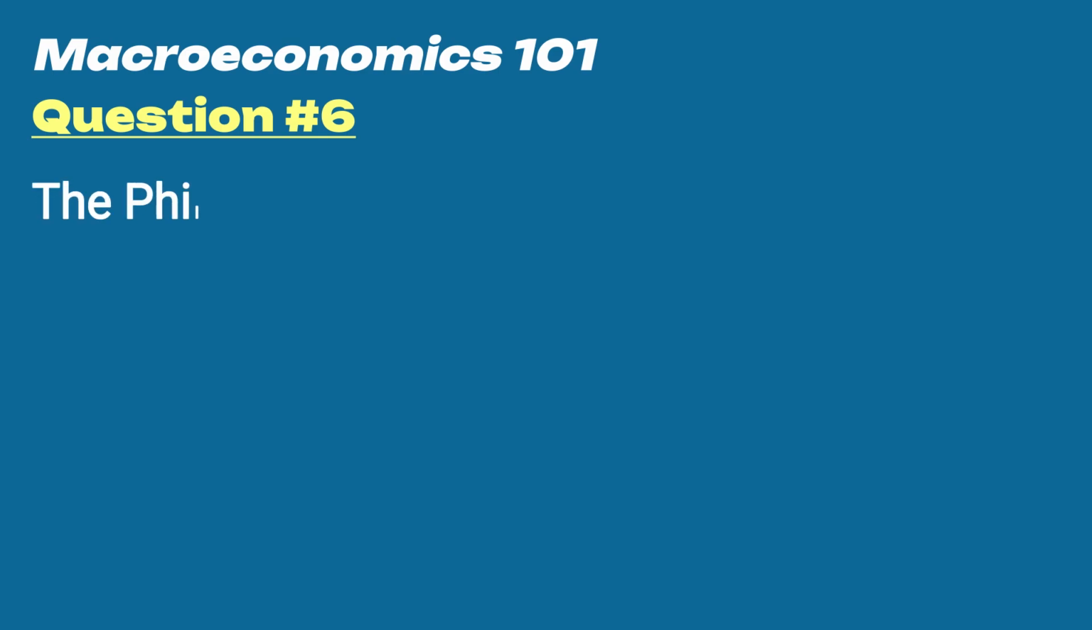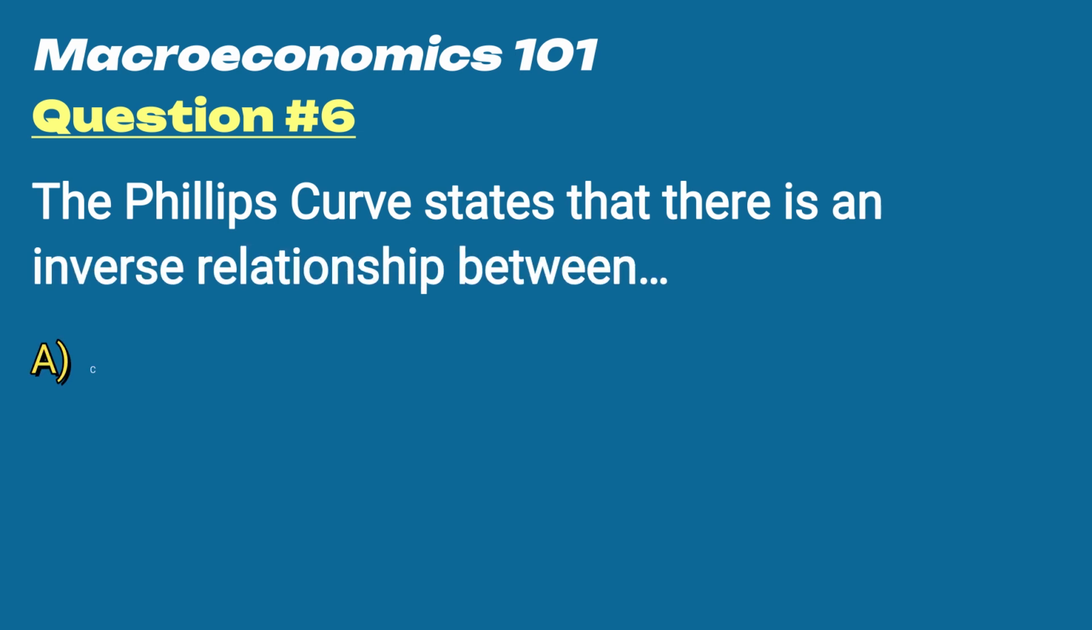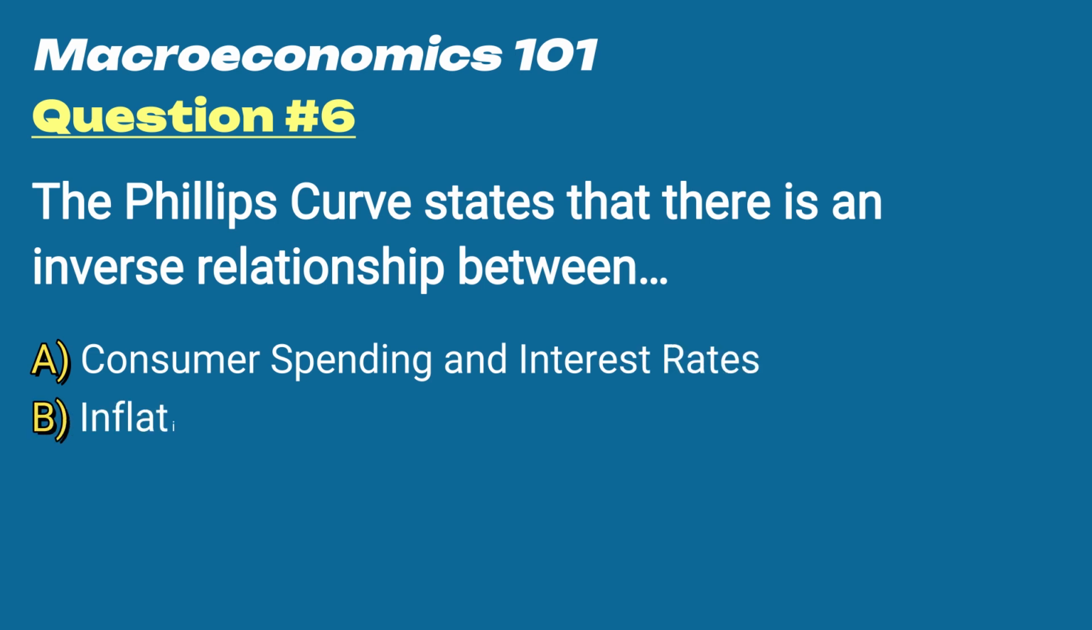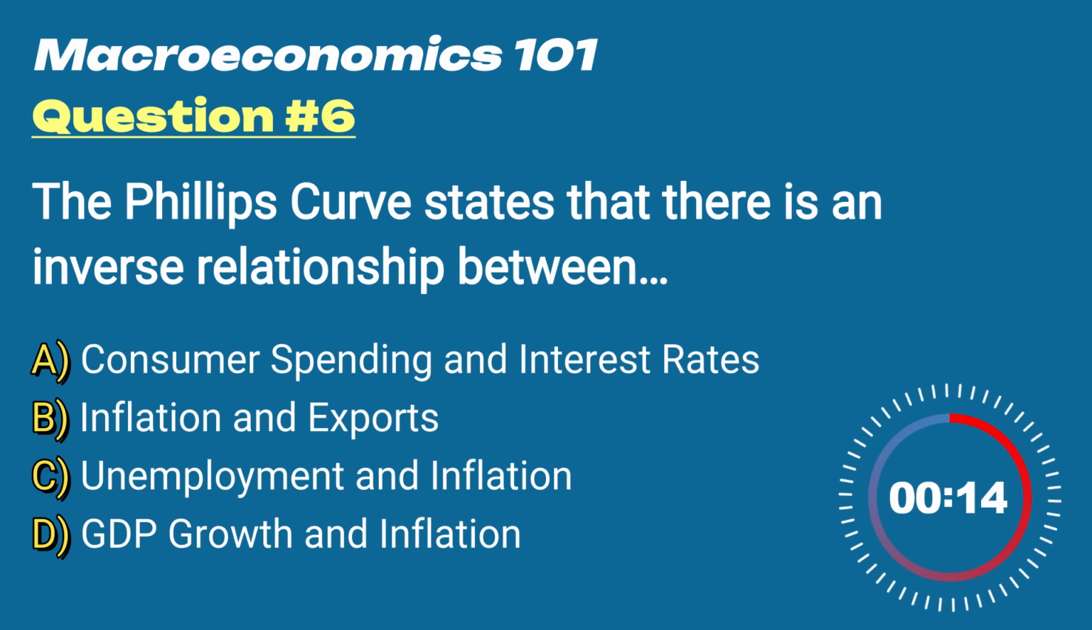Question number 6. The Phillips curve states that there is an inverse relationship between A, consumer spending and interest rates, B, inflation and exports, C, unemployment and inflation, D, GDP growth and inflation.